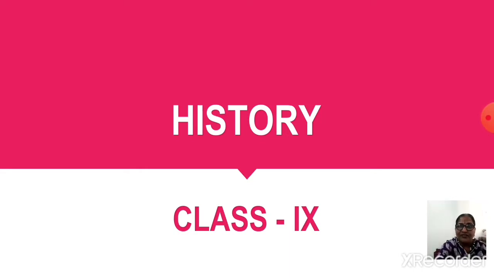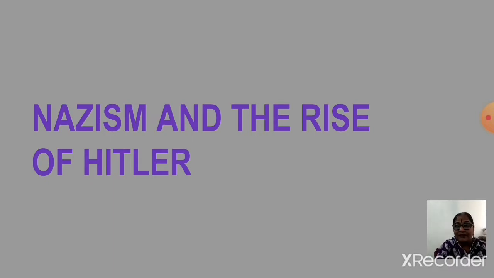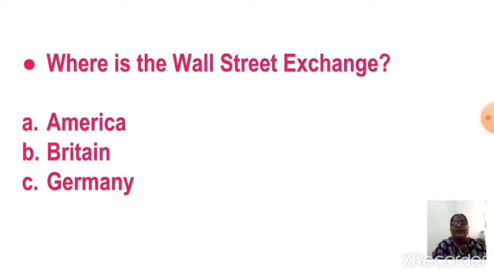Yes, we are going to start with our revision, and today we are going to do our history lesson, chapter 3, Nazism and the rise of Hitler. We are going to begin with the revision. If you are thorough with the textbook, if you read the textbook many times, I'm sure you won't find it difficult to attempt these questions. So let's begin. Are you all ready? Yes, look at your monitor.